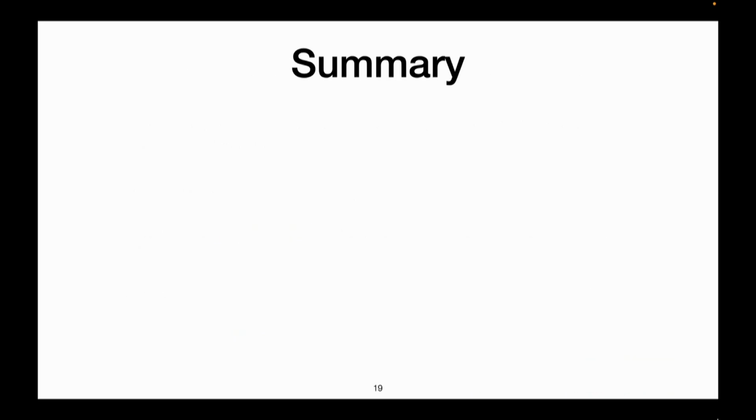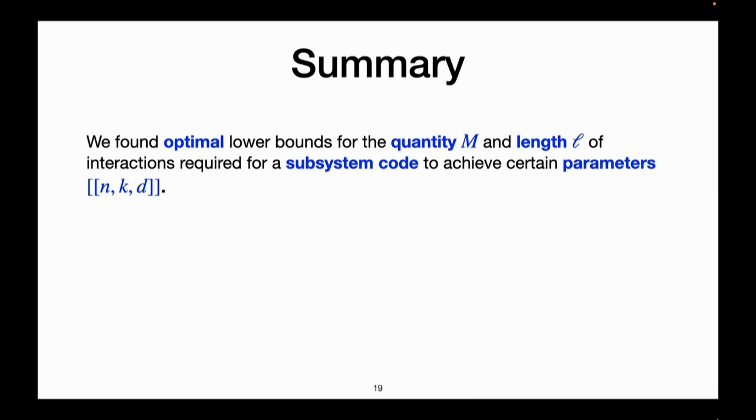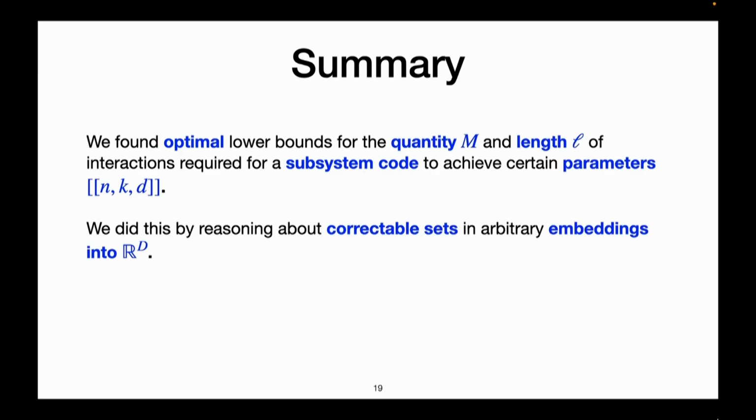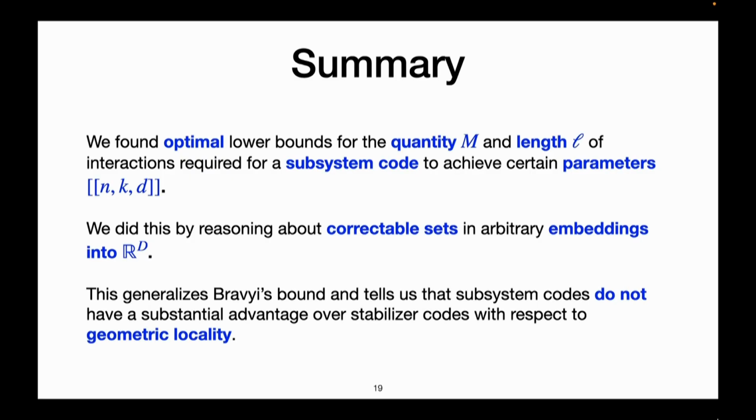Okay, so now I'll just summarize the talk. What we did is we found optimal lower bounds for the quantity m and length L of interactions required for a subsystem code to achieve certain parameters. We did this by reasoning about correctable sets and arbitrary embeddings into d-dimensional Euclidean space. And finally, we conclude that this generalizes Rabi's bound and tells us that subsystem codes do not have a substantial advantage over stabilizer codes with respect to geometric locality.